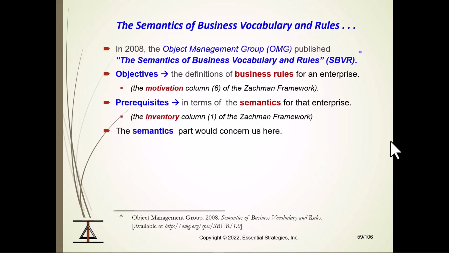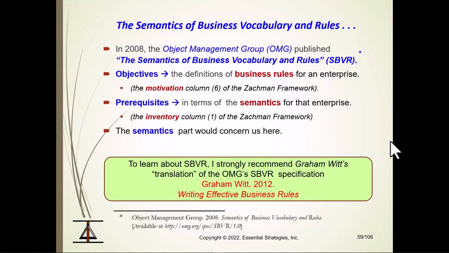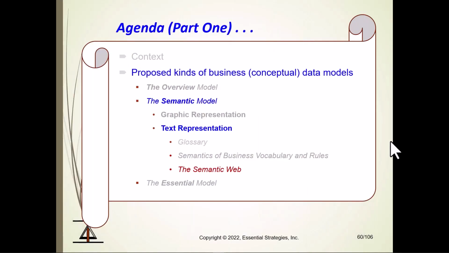If you're interested, the original definition of this is on the OMG's website, Semantics of Business Vocabulary and Rules, available at what it shows here. What I would recommend is the English translation that was developed by Graham Witt in 2012, called Writing Effective Business Rules. And this has the semantics as well as the business rules in detail. But what we're going to do is move on to our third representation, which is the semantic web.